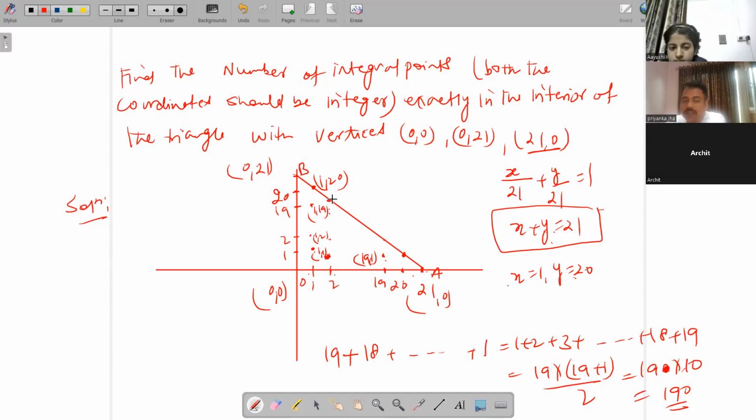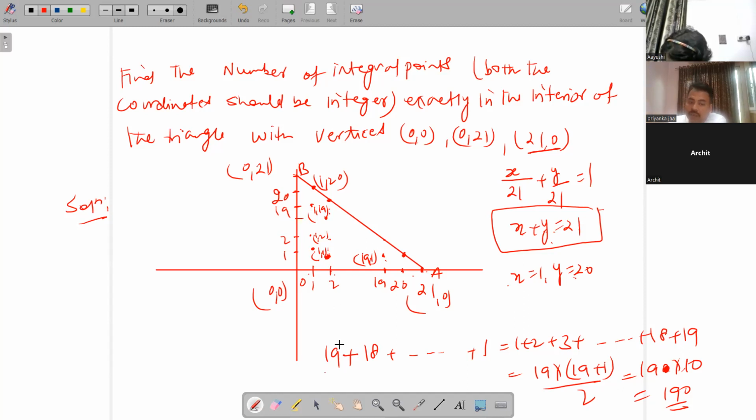But we are not supposed to consider the points which lie on this side. We have to consider the points which lie exactly inside the triangle. So you can consider points from 2 comma 1 to 2 comma 18, right? So that it will exactly lie inside the triangle. So from 2 comma 1, 2 comma 2, 2 comma 3 up till 2 comma 18, there will be 18 points.